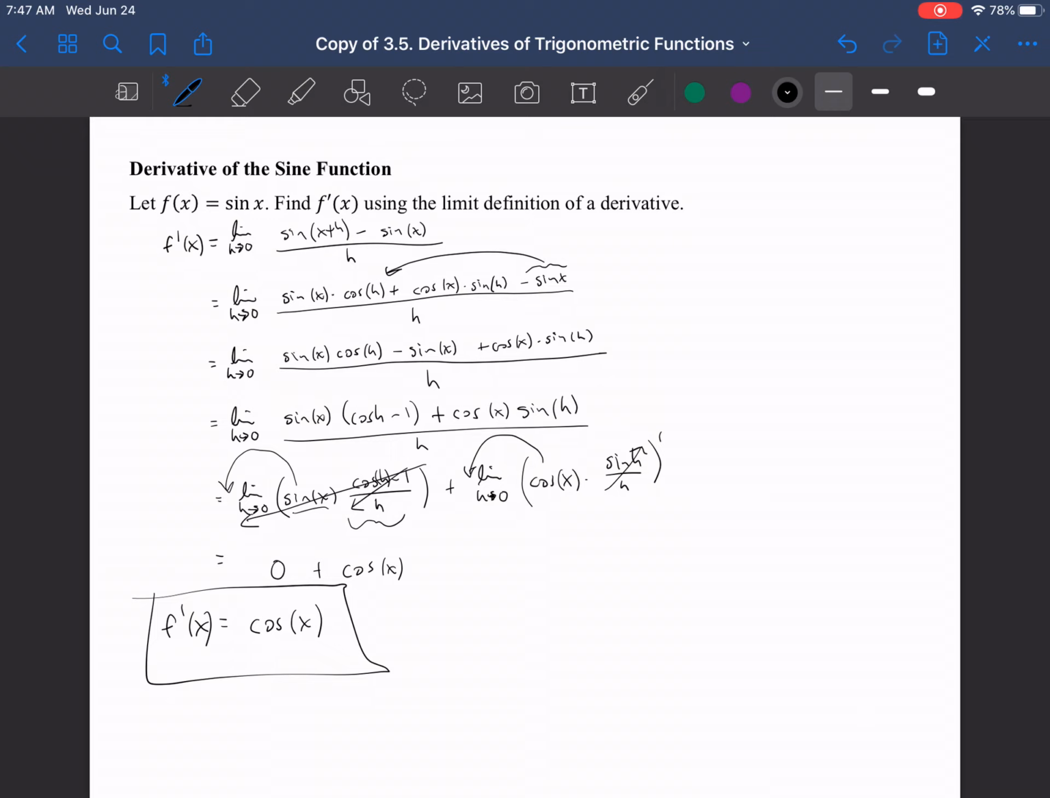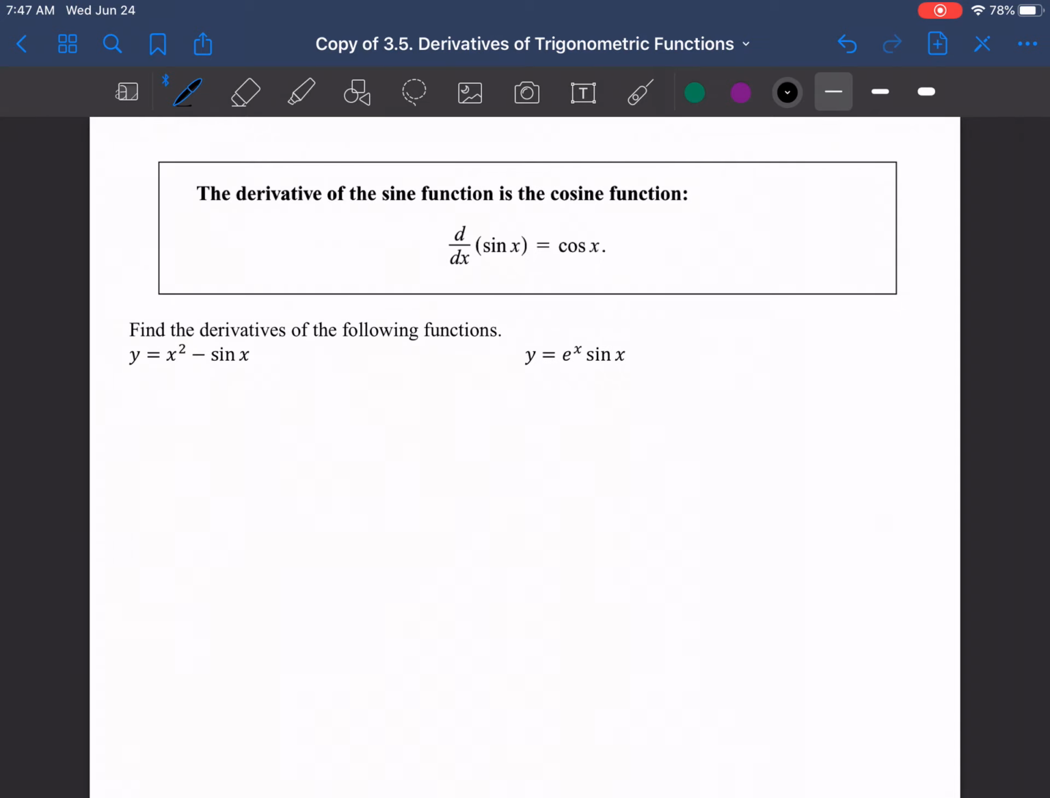Now you don't want to go through and do this whole limit out. I mean, I'm assuming you don't want to go through and do this whole limit out every time. So this is one you're just going to want to memorize. The derivative of sine is cosine. Okay? And so then here's a couple little examples. Find the derivative of the following functions.